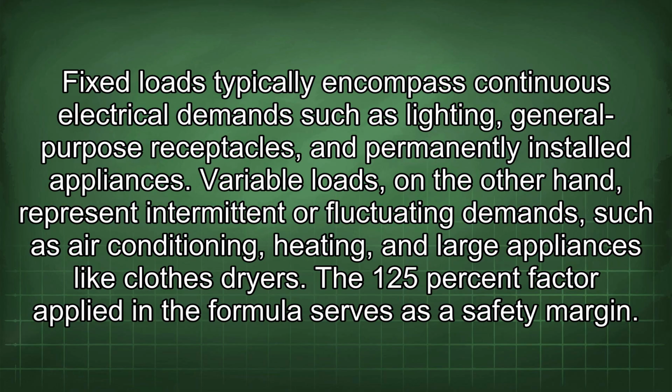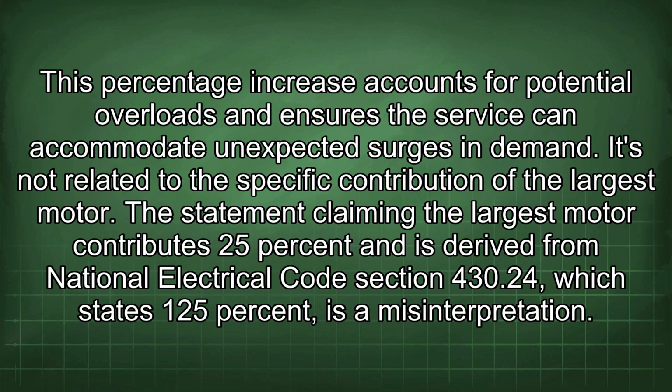Fixed loads typically encompass continuous electrical demands such as lighting, general-purpose receptacles, and permanently installed appliances. Variable loads, on the other hand, represent intermittent or fluctuating demands such as air conditioning, heating, and large appliances like clothes dryers. The 125% factor applied in the formula serves as a safety margin. This percentage increase accounts for potential overloads and ensures the service can accommodate unexpected surges in demand. It's not related to the specific contribution of the largest motor.